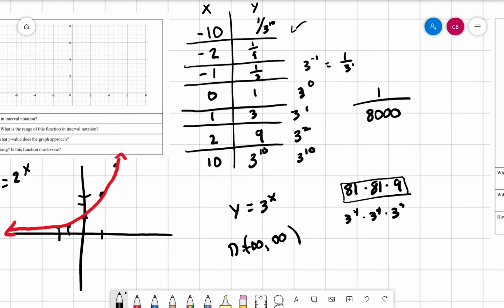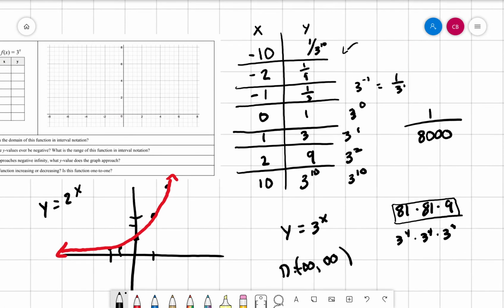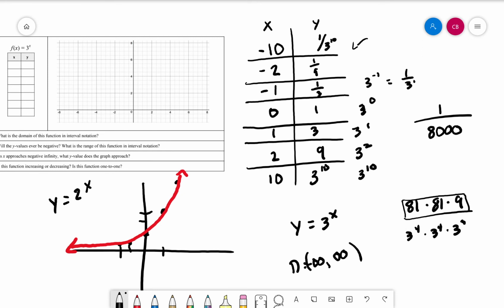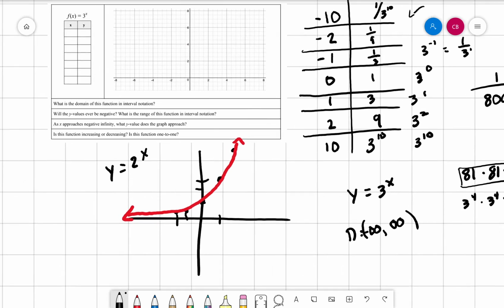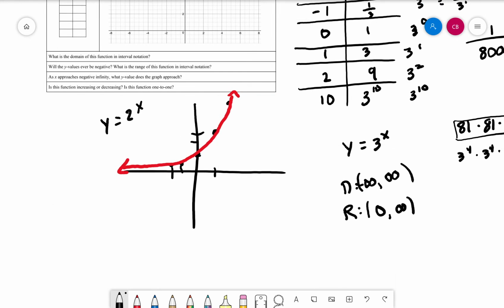Okay. And then will the y values ever be negative? So we kind of look at this. These get very close to 0. However, even negative values still are positive values technically in the y values. And so the y values will never be negative. And so since they'll never be negative, 0 is our lower bound and infinity is our upper bound. As x approaches -infinity, what value does the y approach? Obviously that's 0. So for this one, y approaches 0.